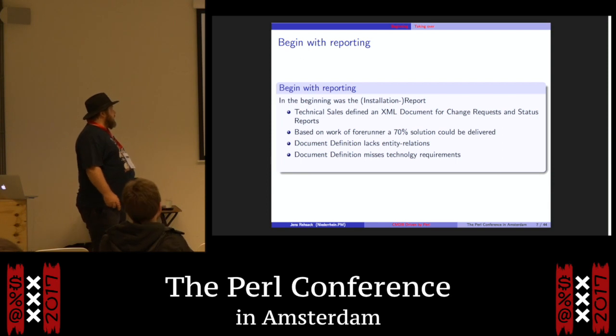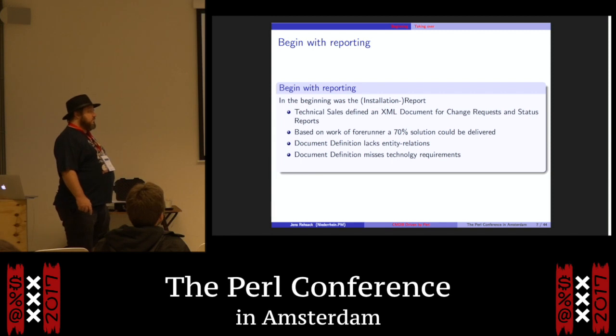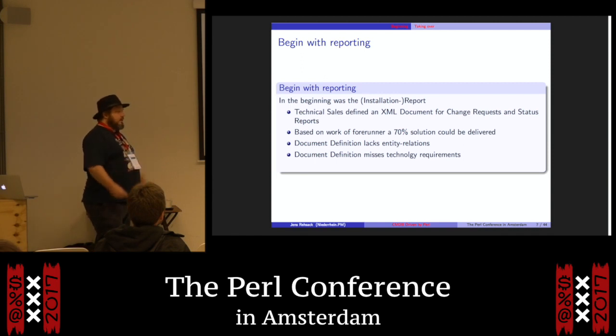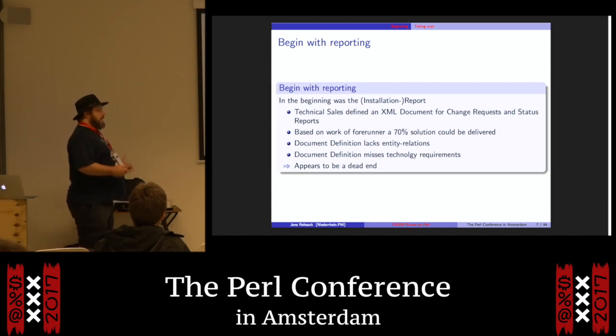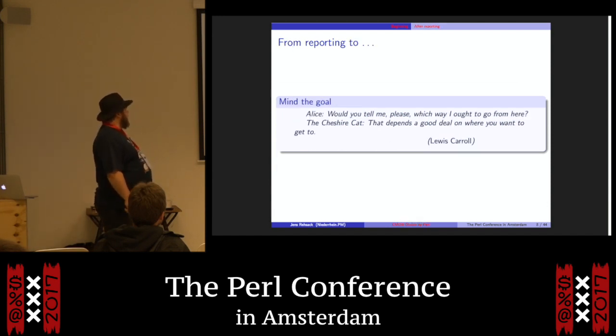And the document definition misses the technology requirements. That's because the relations were missing too. So you cannot say component B is based on component A, because the document does not care. And this appears to be a dead end finally. You cannot work with something which does not provide you the required relations.